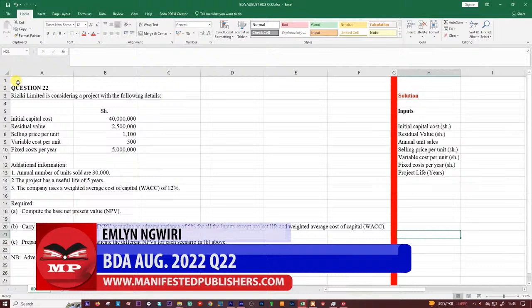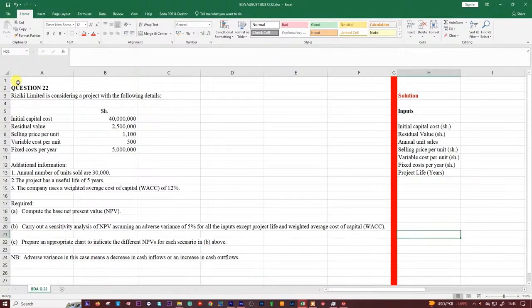My name is F.A.M. Lingwiri, and today, ladies and gentlemen, we are discussing the Business and Data Analytics August 2023 paper. The question of focus today is question 22. It reads as follows. Riziki Limited is considering a project with the following details. Initial cost, 40 million. Residual value, 2.5 million.